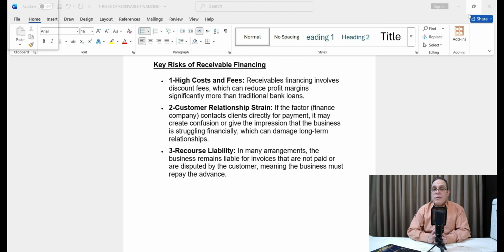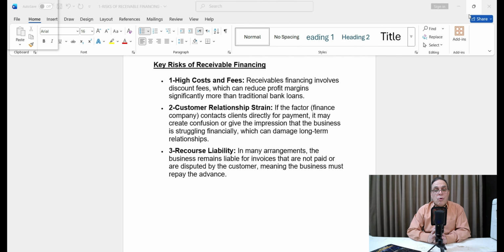Key risks of receivable financing. 1. High costs and fees. Receivable financing involves discount fees, which can reduce profit margins significantly more than traditional bank loans. 2. Customer relationship strain. If the factor finance company contacts clients directly for payment, it may create confusion or give the impression that the business is struggling financially, which can damage long-term relationships.